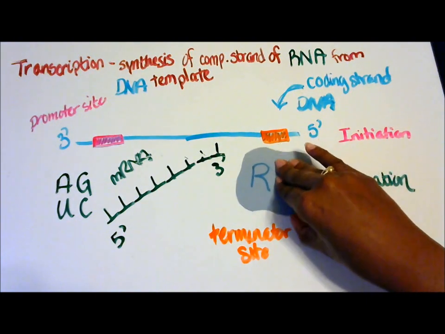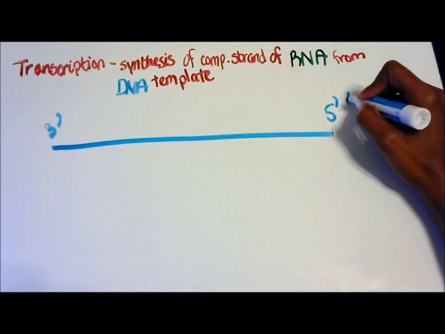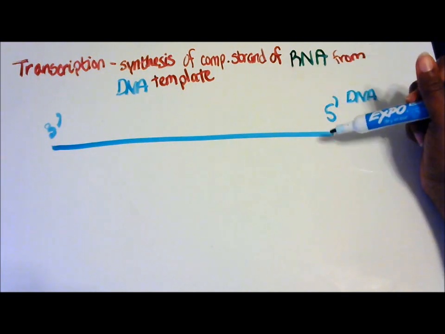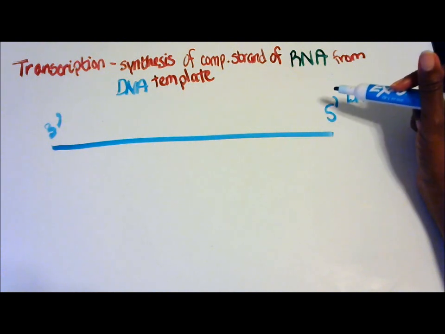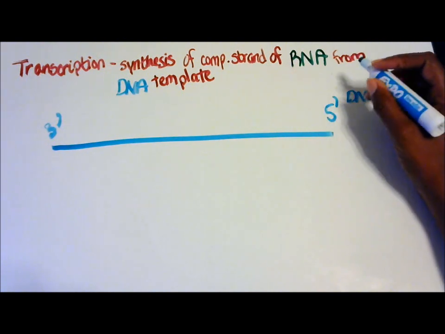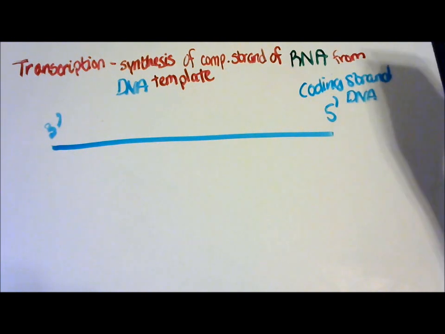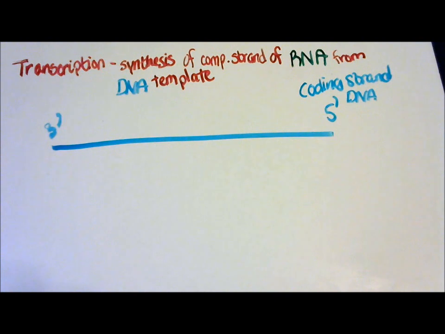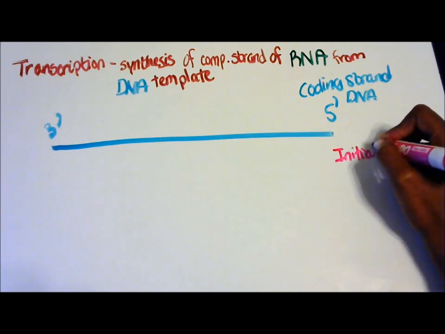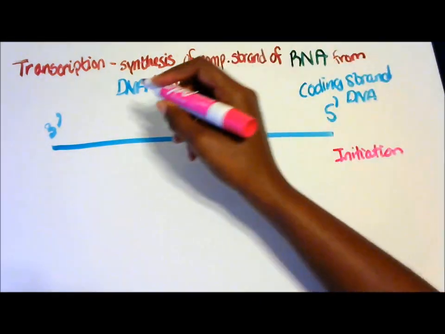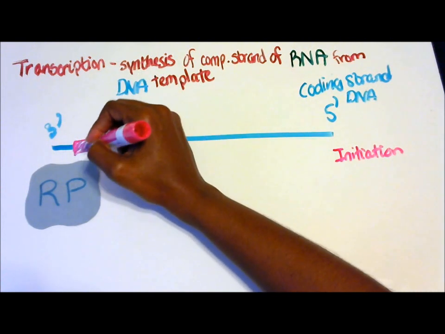All right, we're going to do this again. So here we have our DNA. Now our DNA has been straightened by topoisomerase, unwound, and the two strands divided by helicase, leaving us with our coding strand. Now our first phase of transcription is initiation. And what happens in initiation is that the RNA polymerase binds to the promoter site.